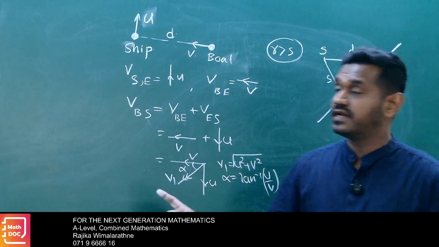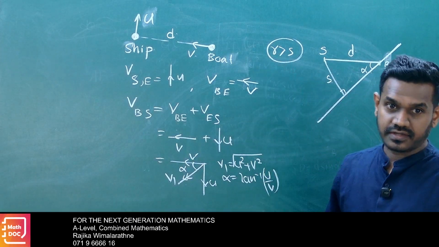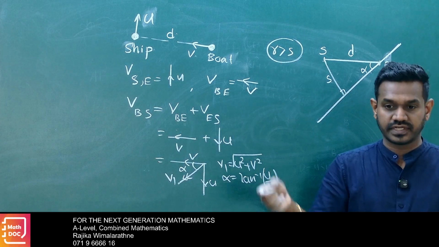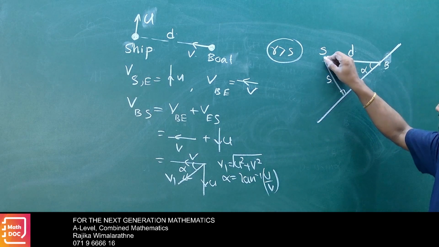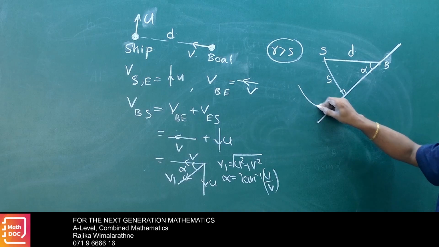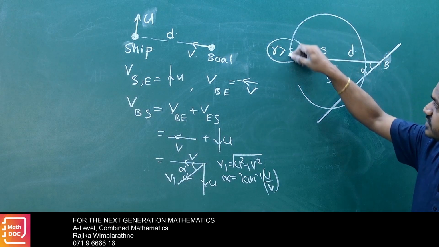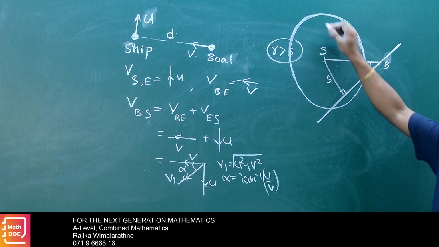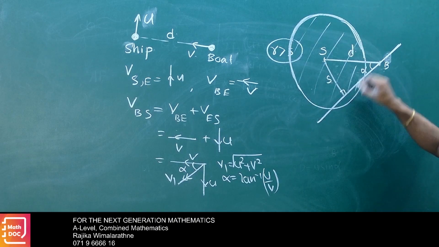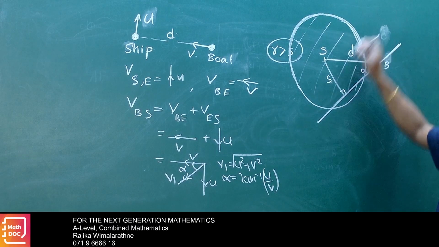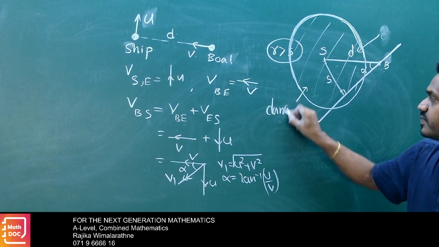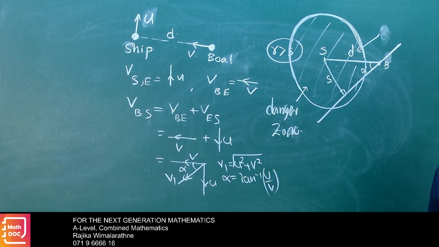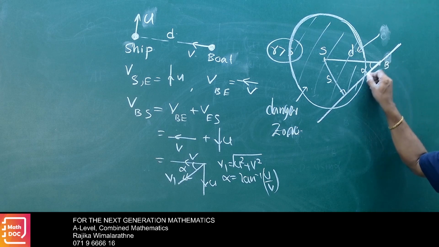Then the ship can shoot in the range r. So now the ship is stationary, and that r value is greater than s, the shooting range is greater than the shortest distance. Therefore from here it can shoot, here and there it can shoot. Then this is the danger zone. So that radius will be r, no? Danger zone. This part is the danger zone. Okay, so now the boat is moving like this.